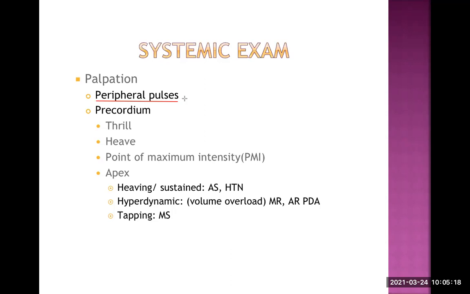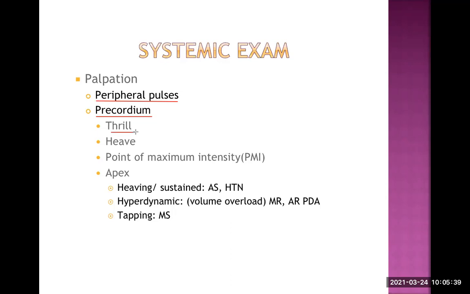I'm sure every student knows that already. Carotid, brachial, radial, femoral, popliteal, dorsalis pedis, and posterior tibial. These are the peripheral pulses. We routinely feel them. Now, palpate the precordium.